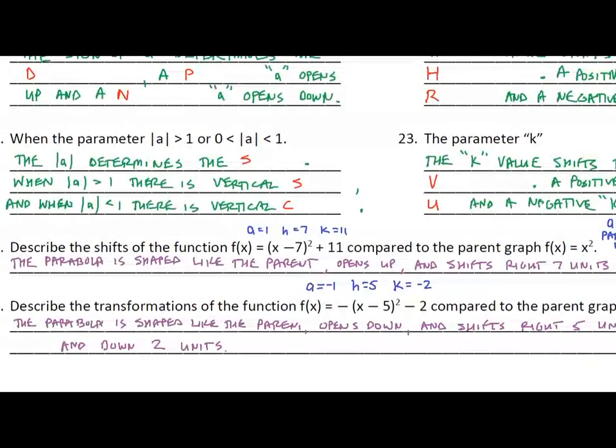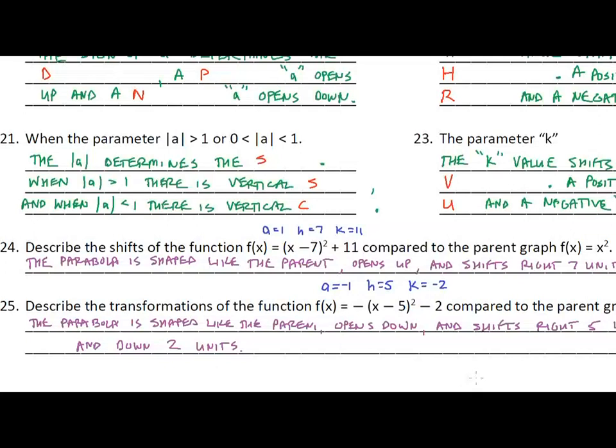So my description was, the parabola is shaped like the parent, opens down and shifts right 5 units and down 2 units. That gets us through the end of the first review sheet. We'll continue on with the next video and the review sheet number 2.